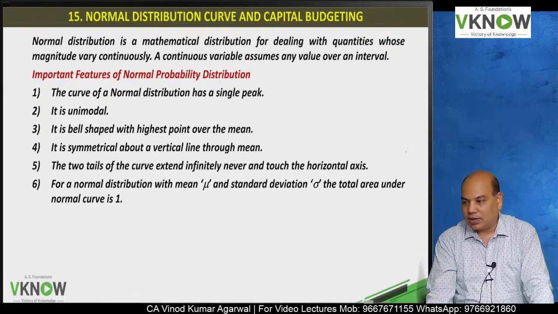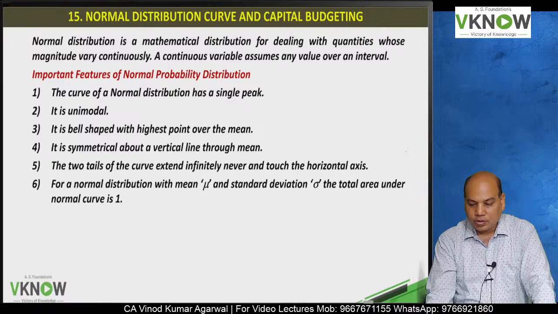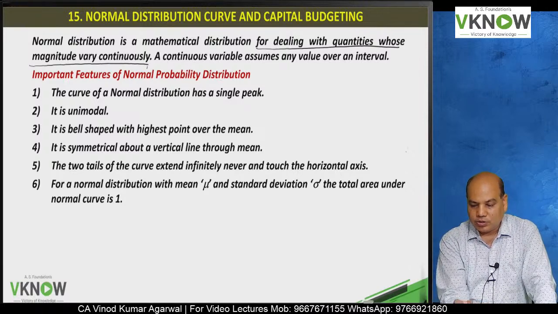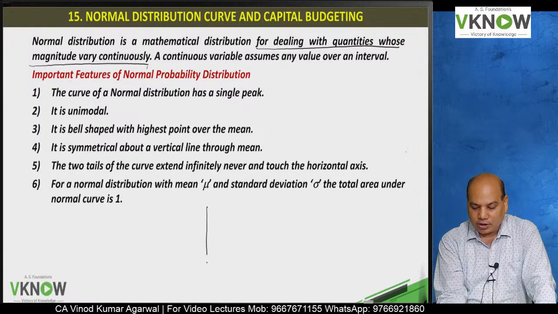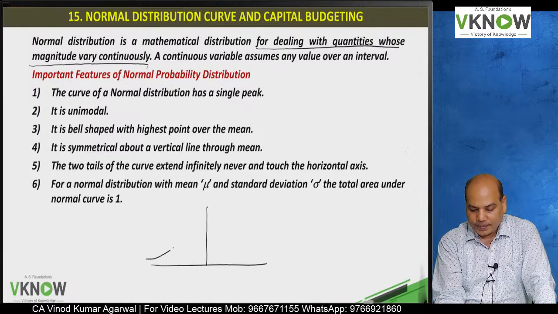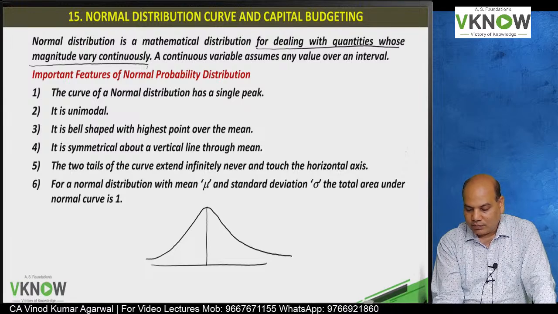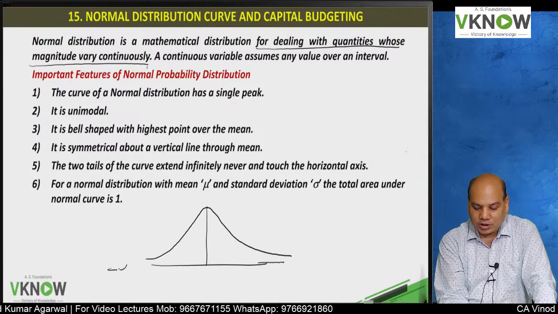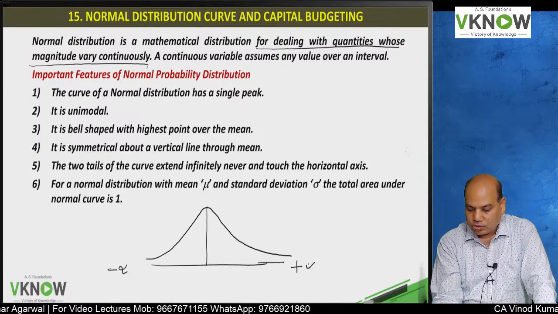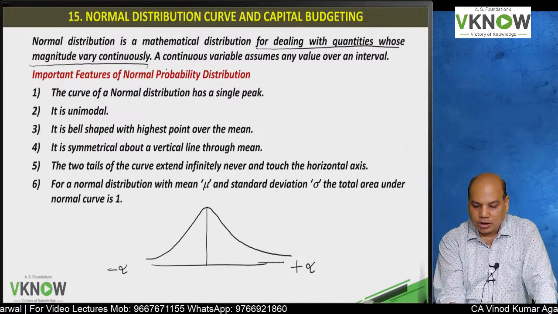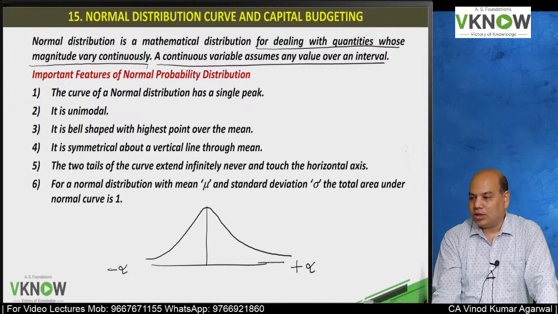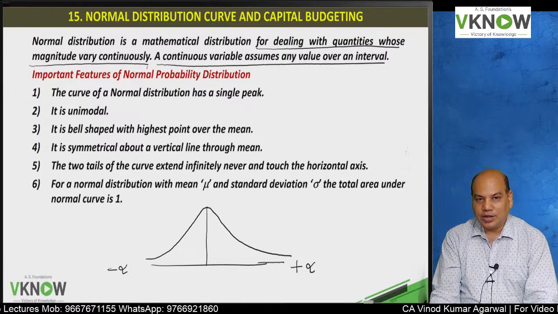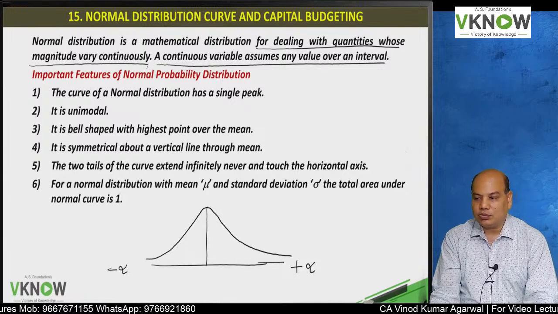Normal distribution is a mathematical distribution for dealing with the quantities whose magnitude vary continuously. That means the variable can acquire any value. It can range from minus infinity to plus infinity. Continuous variable can assume any value over an interval. That means its value can be anything between minus infinity to plus infinity.